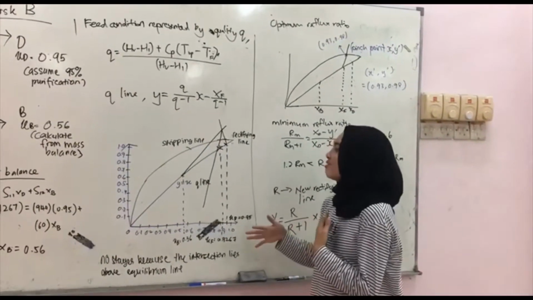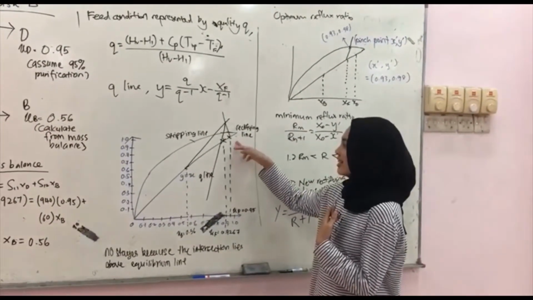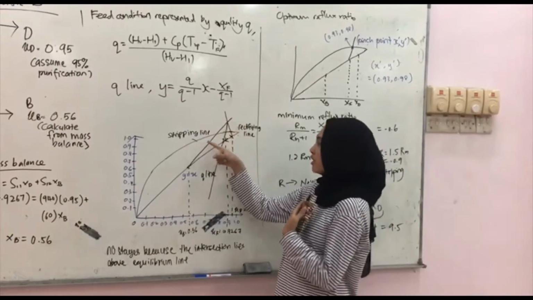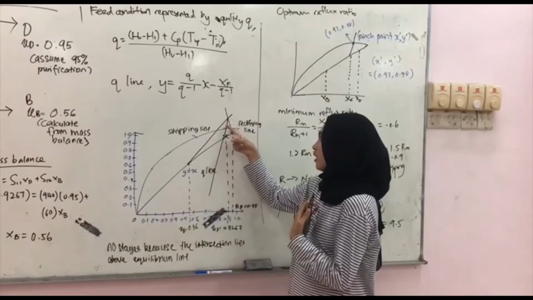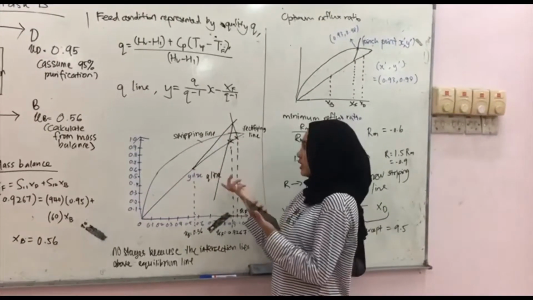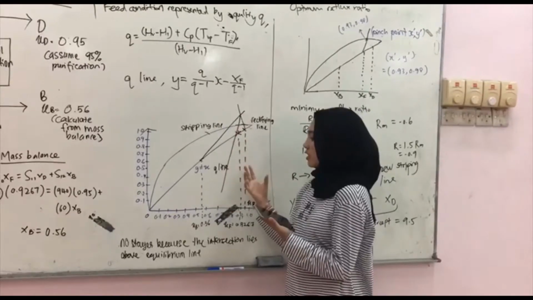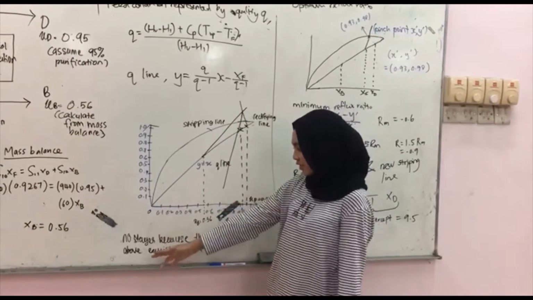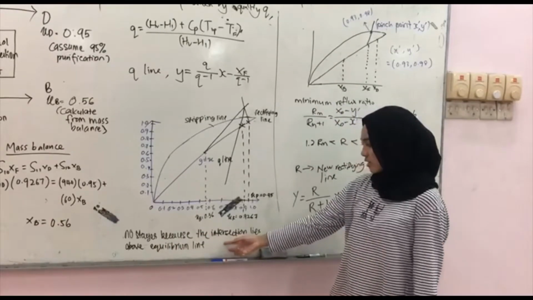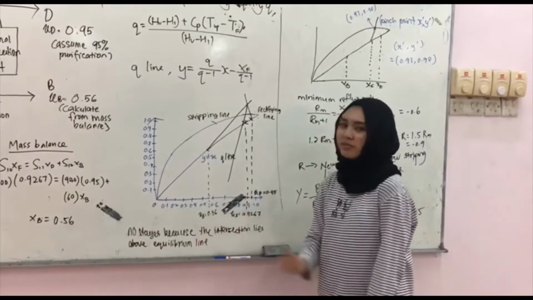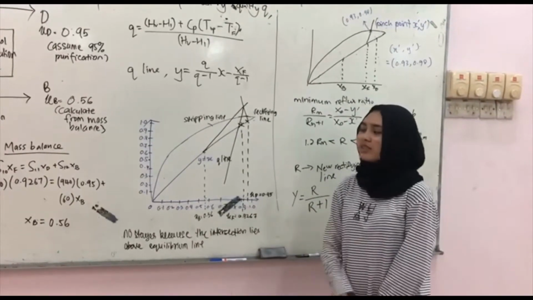Okay. When we draw the intersection of the rectifying line and the stripping line, we found out that it is outside the equilibrium line. So we couldn't draw the stages. So there is no stages, and the reason is the intersection lies above the equilibrium line. So thank you.